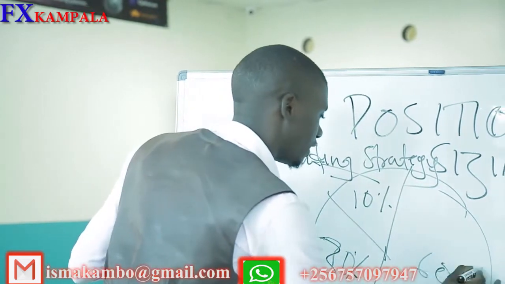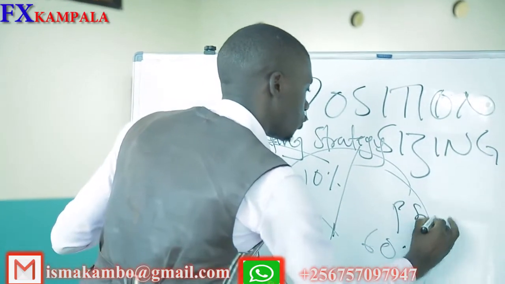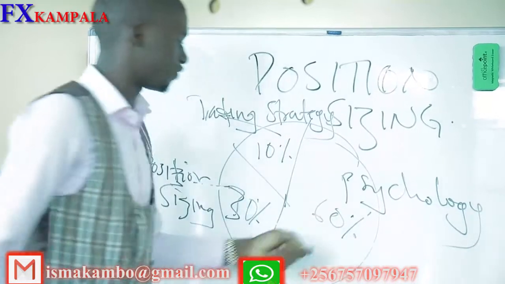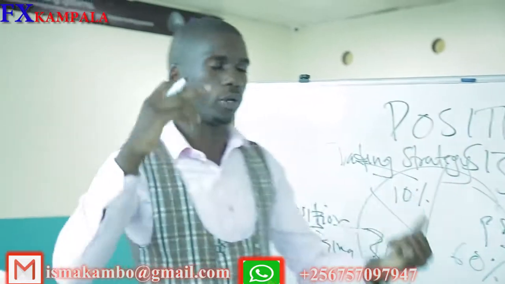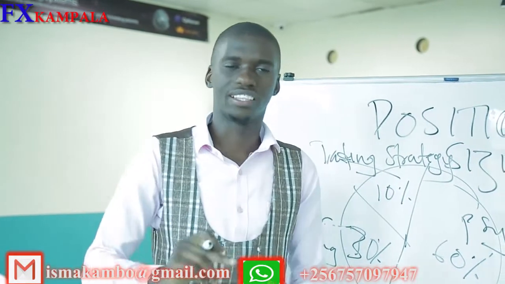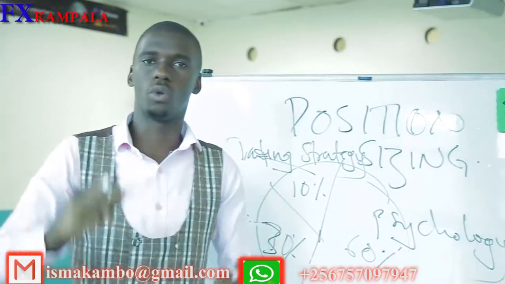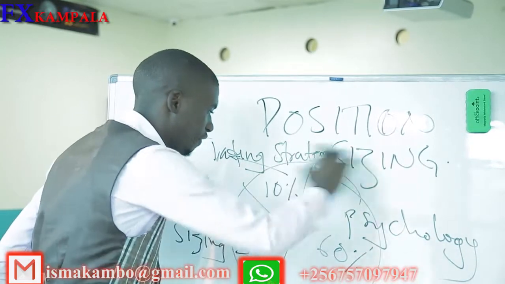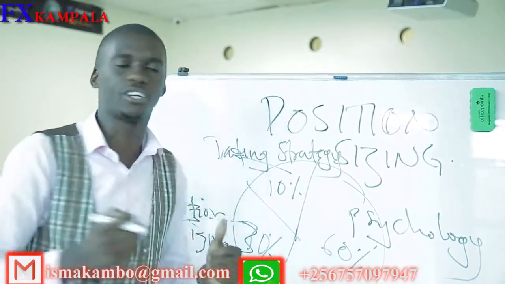Then the 60% is carried out for trading psychology. When we are talking of psychology, that's where we look at the fears. This is where we look at the greed. This is where we look at discipline. This is where we look at consistency. Generally, the whole of this graph is looking partly at the trading system.